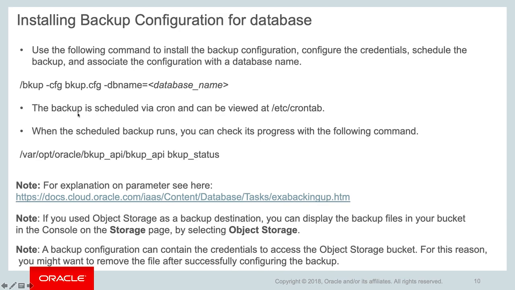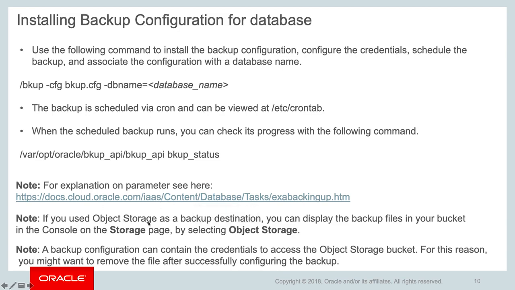Once the backup is scheduled via cron, you can open up /etc/crontab, and it should show you that there are a few entries which are created for getting this backup done. When the scheduled backup runs, you will also be able to check the progress of that one. We will be using /var/opt/oracle/backup_api, and within this one we have the backup_api with the backup_status command, which will show you the progress of your backup. There are a few options we discussed while configuring this backup configuration file, and this particular link has the details on all those parameters, so you can take a look at it.